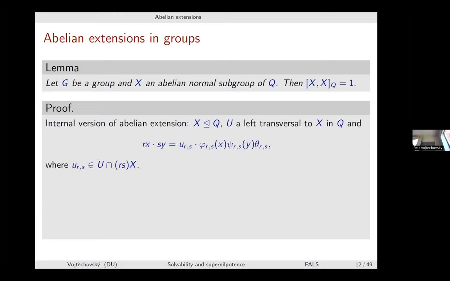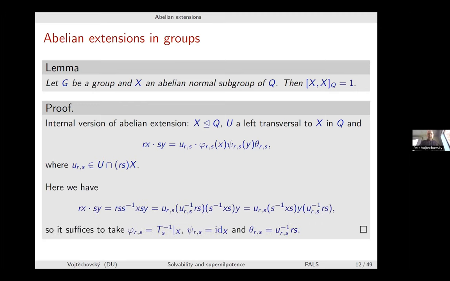So let us first write the abelian extension in an internal version, just like you have external and internal direct product. This is the internal version of it. So X is an abelian normal subgroup, and you have some left transversal U, and you just multiply two elements. R is from the transversal, X is from the subgroup, and so forth. And you want the outcome to be, again, something from the transversal times something from X. So this is just the same formula you saw before written internally. And here is the proof that's truly one line. Let's go through it really quickly.